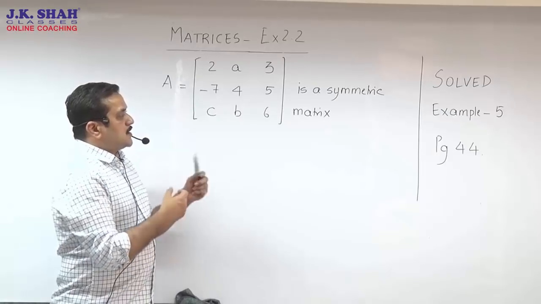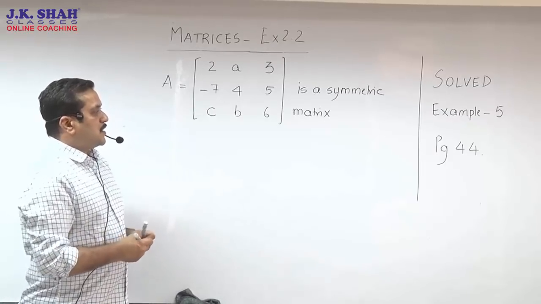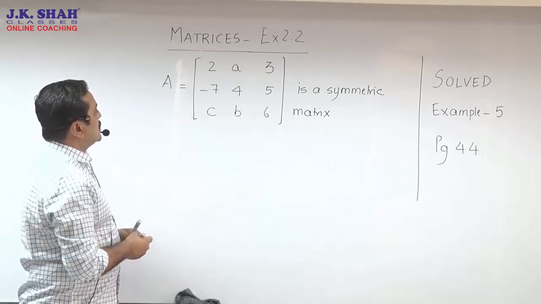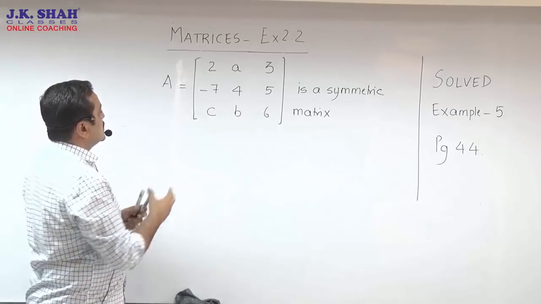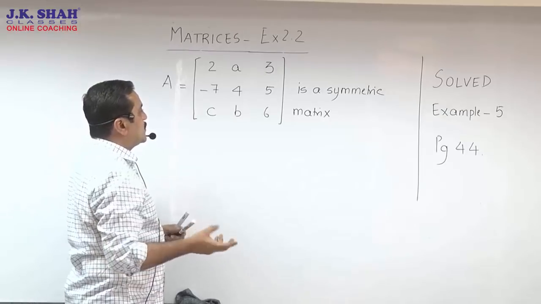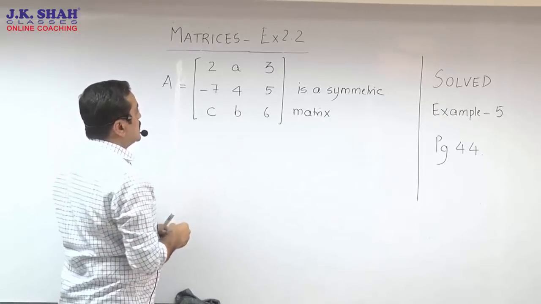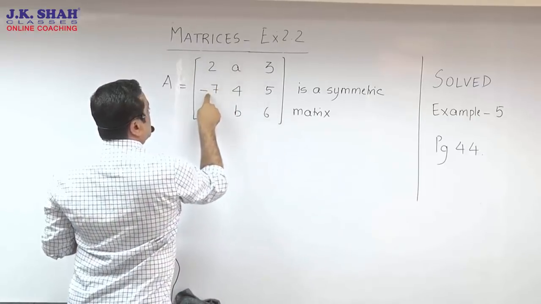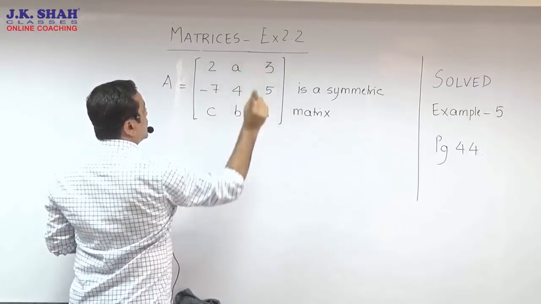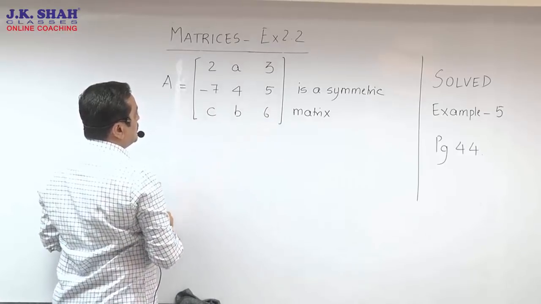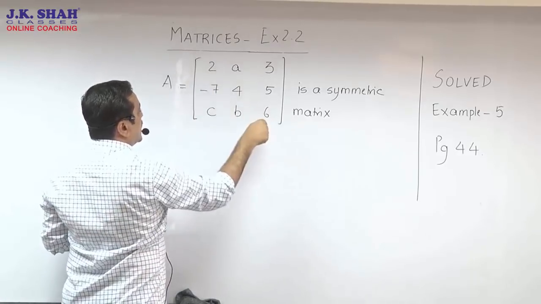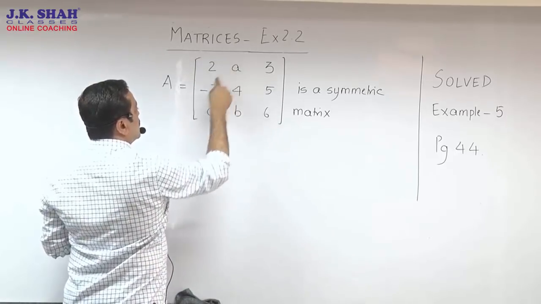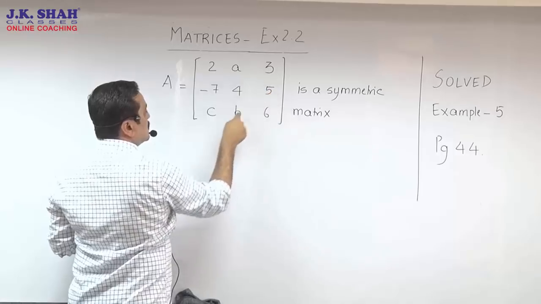So let's come to the next one. We have got solved example 5, page 44 of your state board textbook. And that's the question. They say this matrix is a symmetric matrix. I hope you remember what a symmetric matrix is. Just a small recall. This element and this element are same. When the matrix is a symmetric matrix, I did happen to tell you that leaving the diagonal, on either side of the diagonal the elements are equal. So this is equal to this, and this is equal to this.